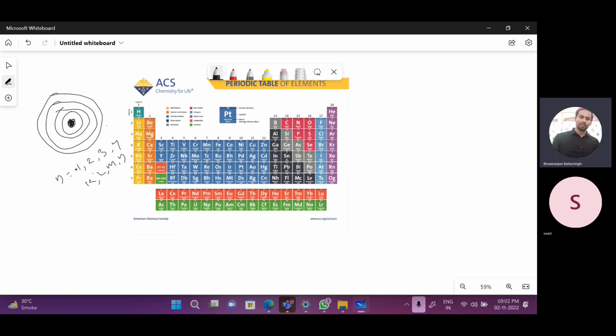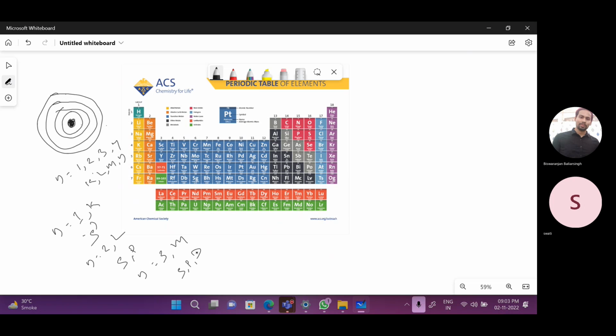And these shells are also divided into subshells according to the rule. N equal to 1, the K shell, contains the s orbital. N equal to 2, the L shell, contains s and p. With increasing N, the number of orbitals also increases. N equal to 3, the M shell, contains s, p, and d orbitals.